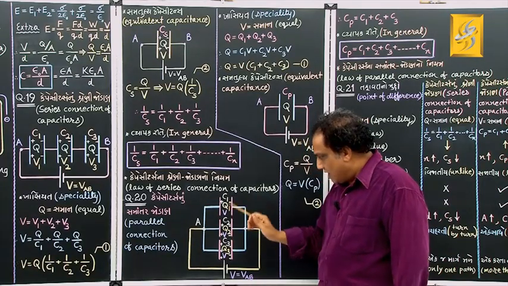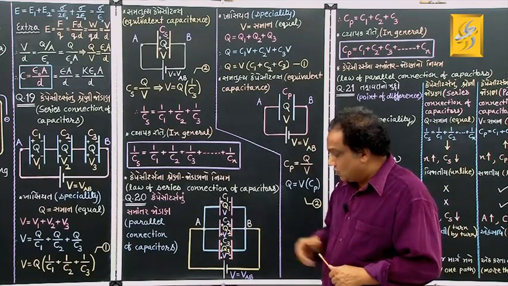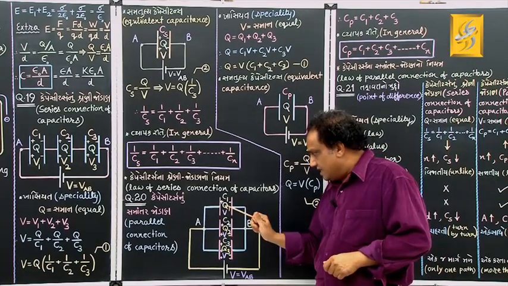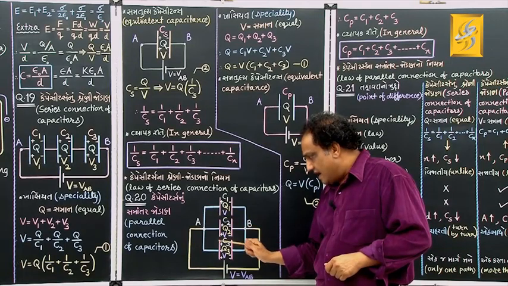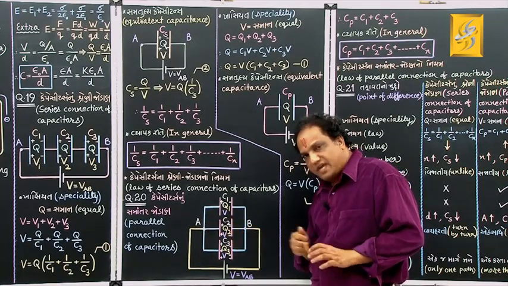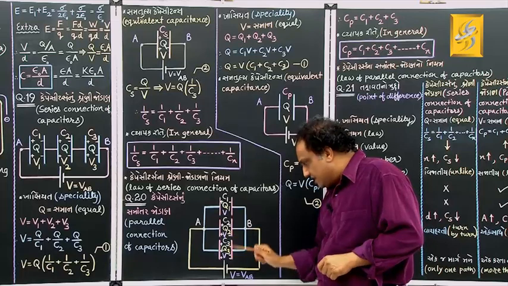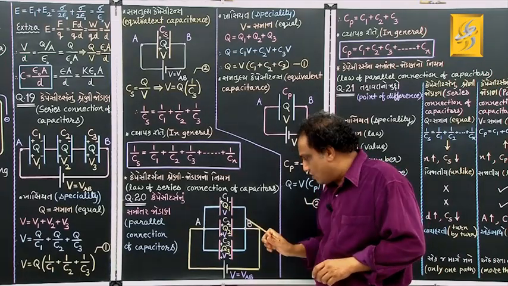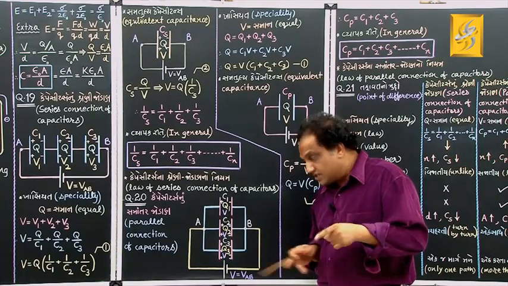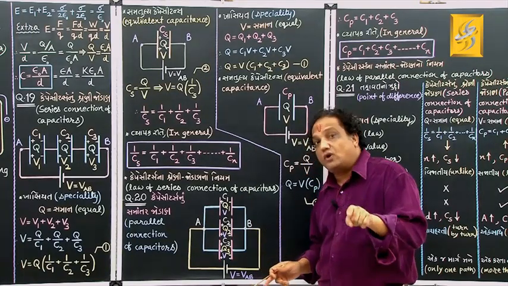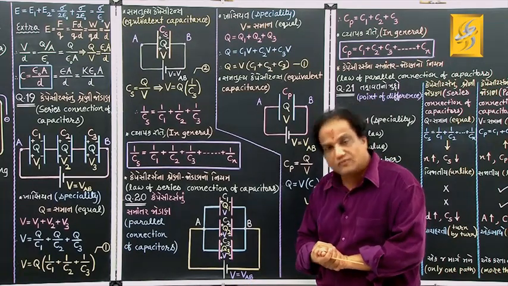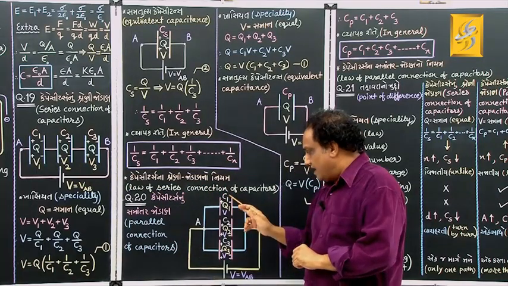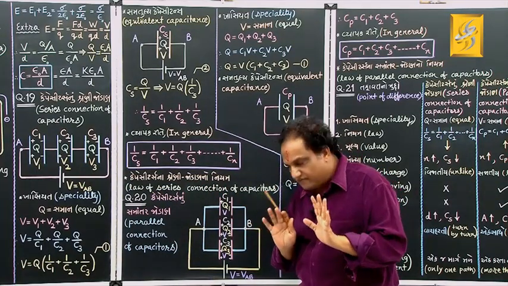Okay. How to make such a connection? Note it carefully. For all these capacitors, you can see their left hand side plates are connected to one common point, say point A, and for all the capacitors, their right hand side plates are connected to another common point, say point B. If you make connection in this manner, then it is called parallel connection. This one was series connection, this one is parallel connection. Got it? Fine.